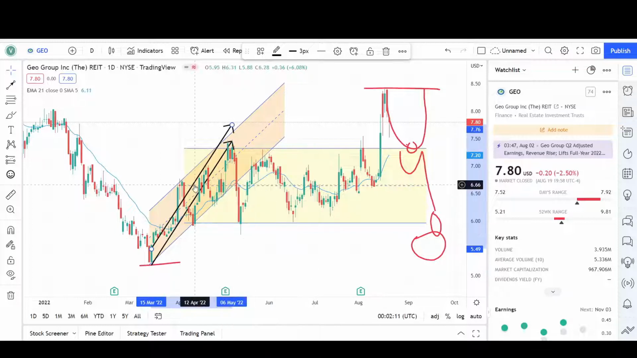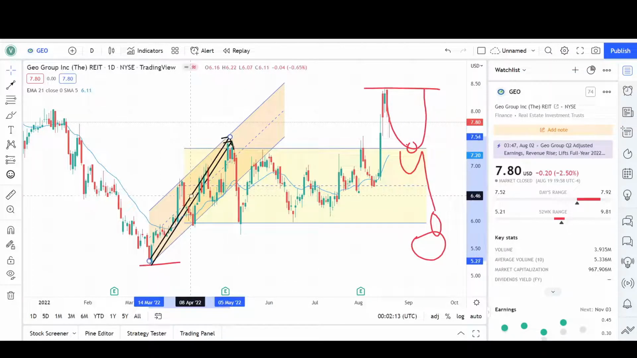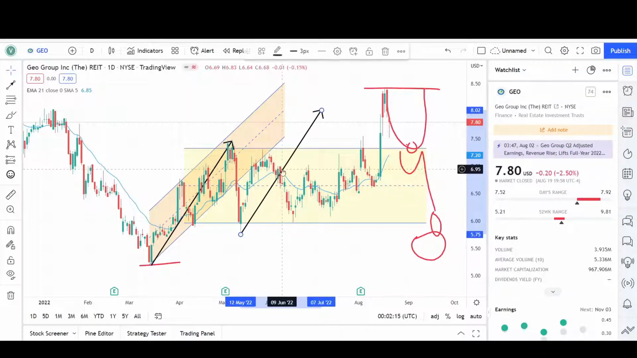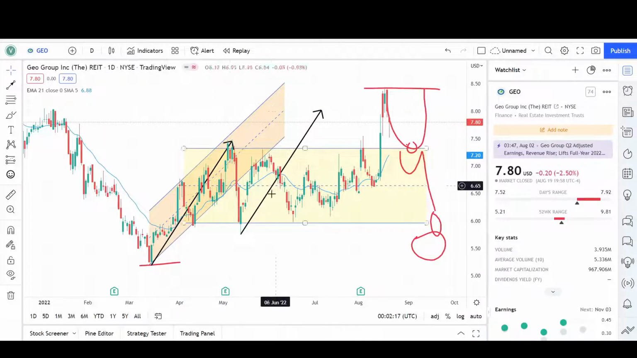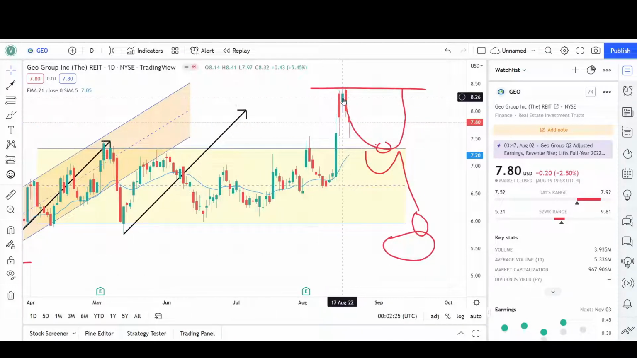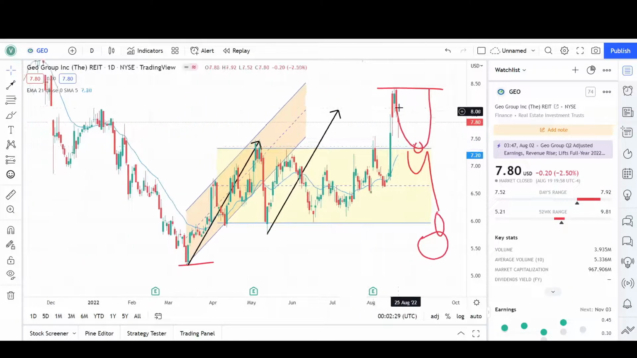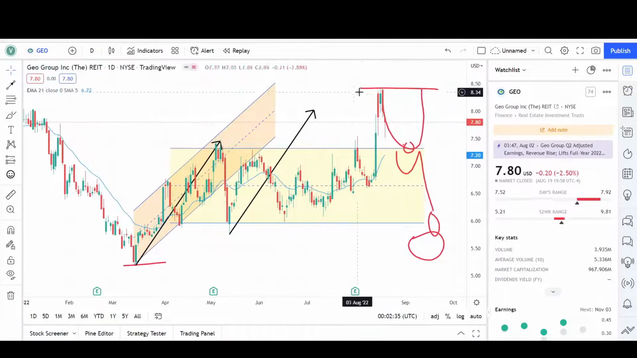If I clone this, basically make it the same size and move it over, you can see that the target was at the $8.01 level, which has been reached. You can see a lot of aggressive sellers enter the market now. So it looks like we could see the downside continue now because this uptrend, this correction up, is over.